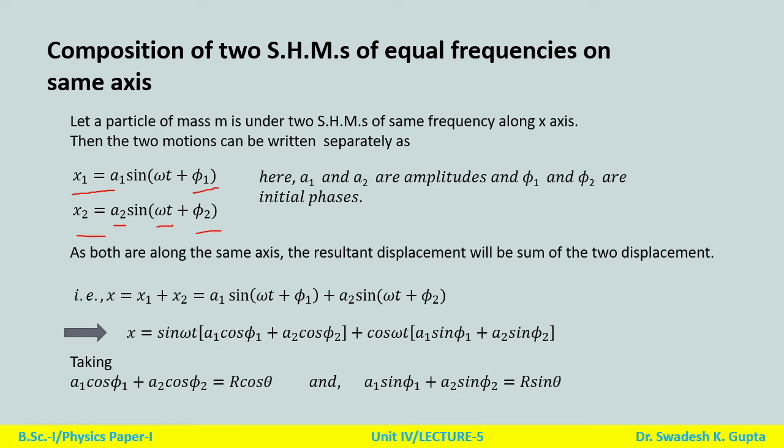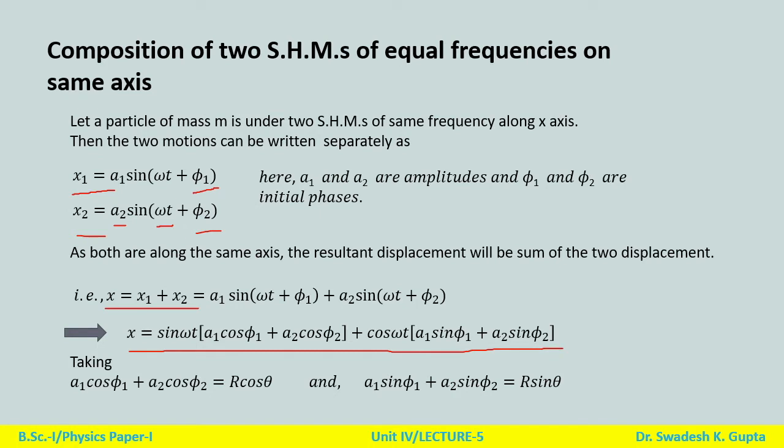Now because both are on the same axis, the resultant displacement will be the sum of these two displacements. So the total displacement can be written as x is equal to x1 plus x2, and when we solve this, we will get this.